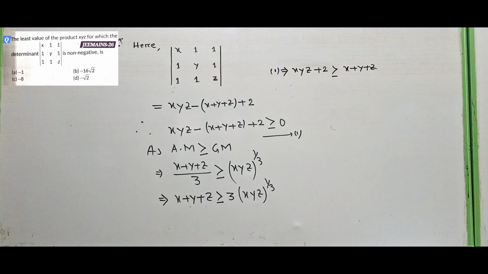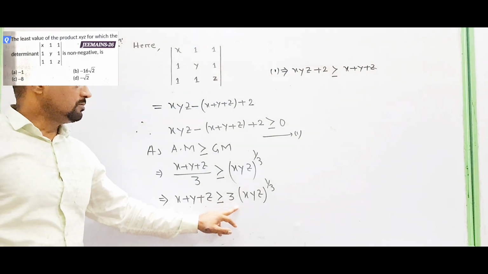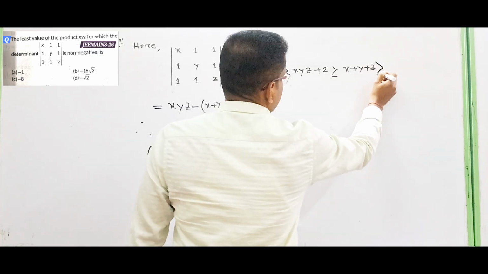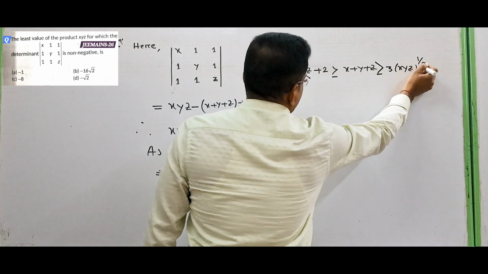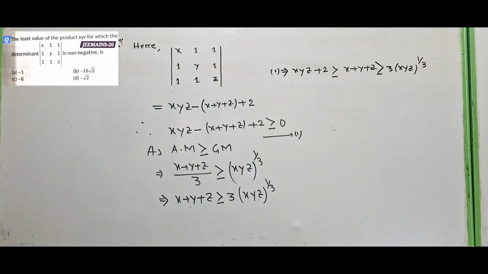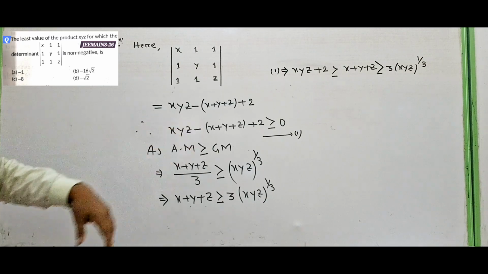This you will get. But as x plus y plus z greater or equal thrice of x, y, z whole to the power 3, so here you can write greater or equal thrice of x, y, z whole to the power 3. This you obtained from 1, that is x, y, z plus 2 definitely greater or equal.